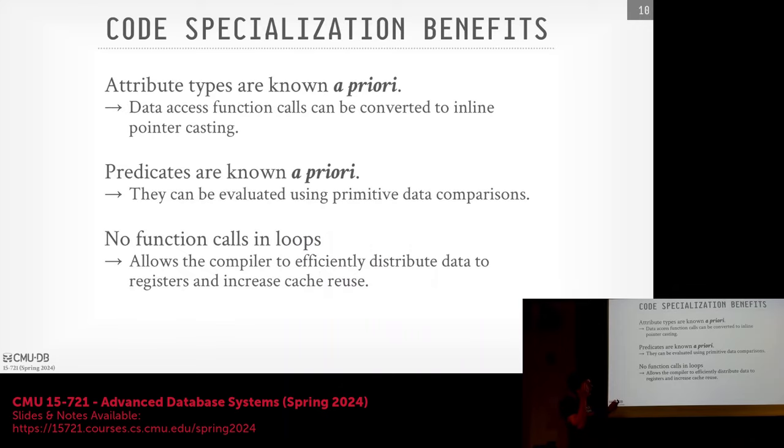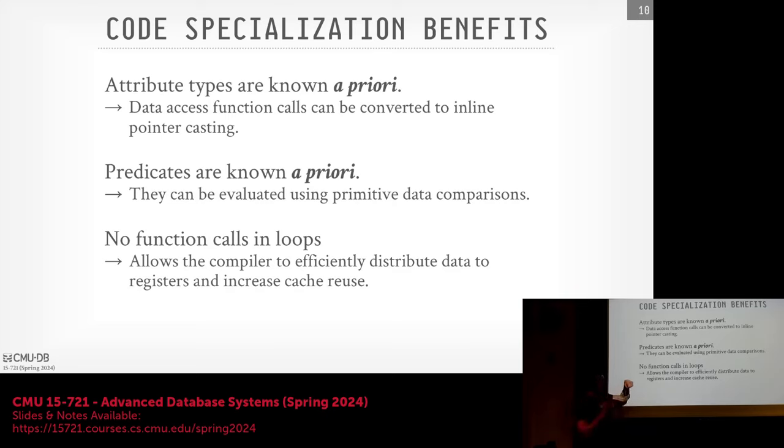All right, so some of this I've already said before. The benefit we're going to get is, since we know all the attribute types a priori, we don't have to do lookups to figure out what the type actually is. We know that this column, at this offset, is this type of this size. Furthermore, if it's encoded and compressed a certain way, we know exactly what the compression scheme is. There are no surprises because we know everything ahead of time.